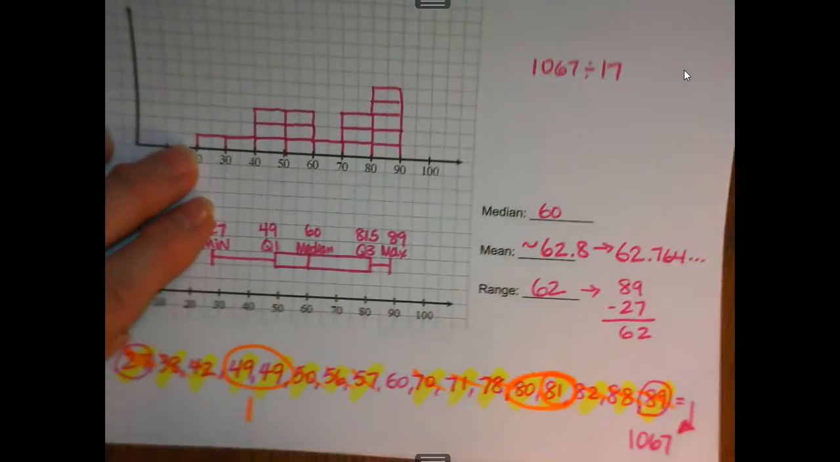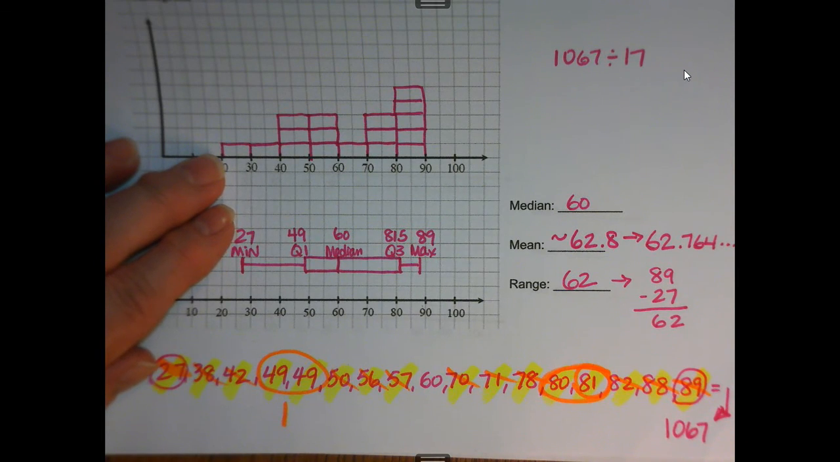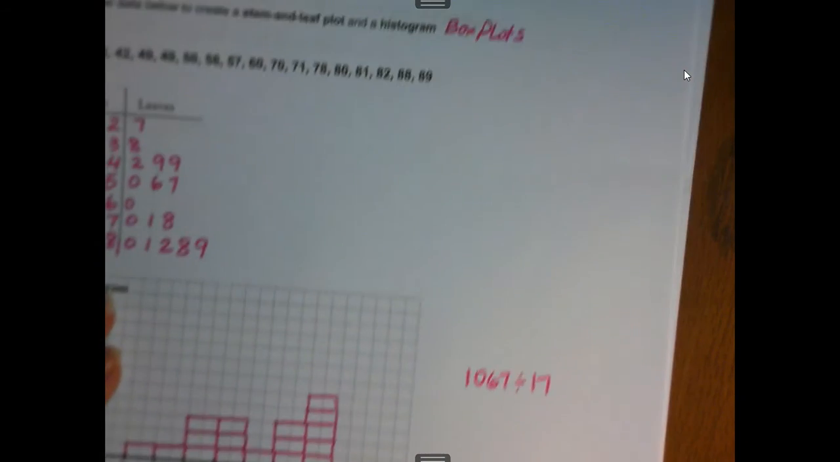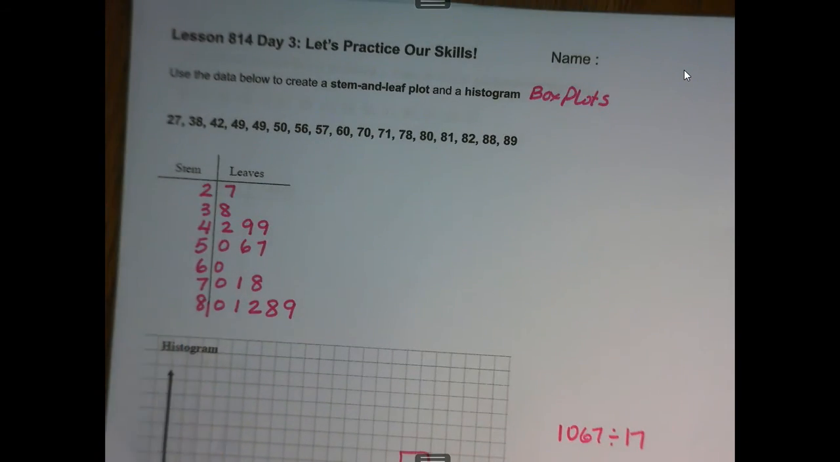So there you have it. Another effort at making a box plot, a histogram, and a stem and leaf plot. Now it's your turn.